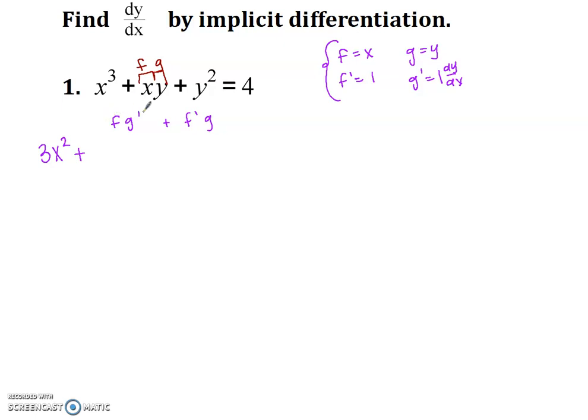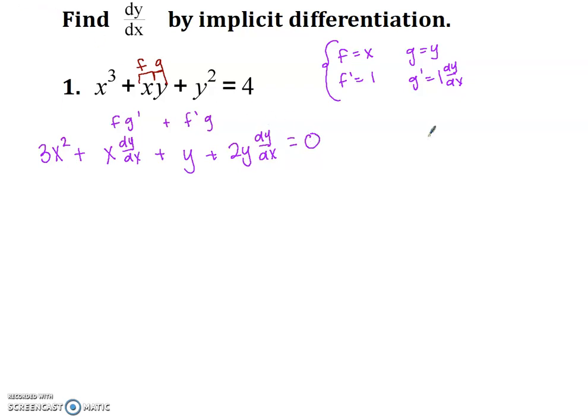Okay, so my first part is f times g prime, so that's x times 1, so that would just be 1x, and then I've got to keep the dy/dx, I just always put it at the end. So this part was my f g prime. Then plus, now I have to do f prime times g, so that's 1 times y, so that'll just be a y. Okay, so that's this part right here. Now I have the derivative of y squared. Well, that's just regular power rule, so that'll be 2y dy/dx equals the derivative of 4, which is 0.